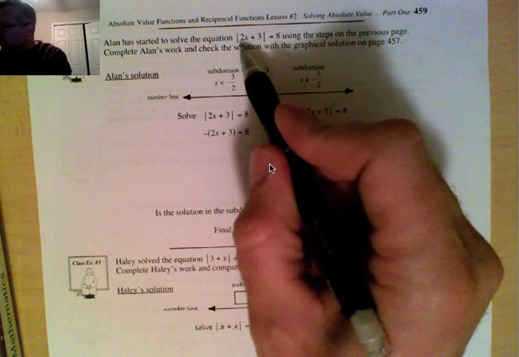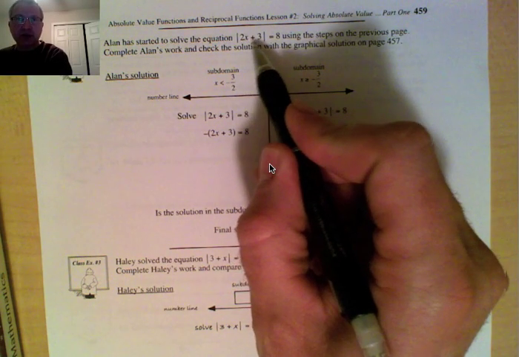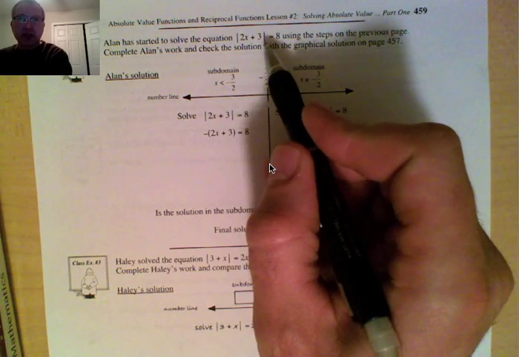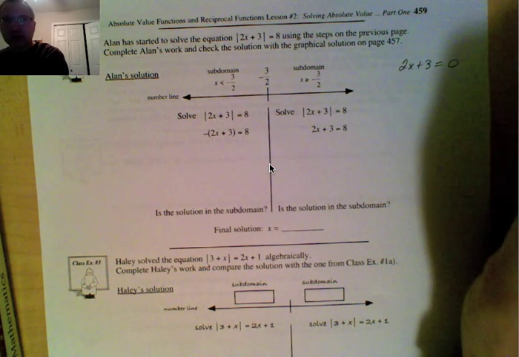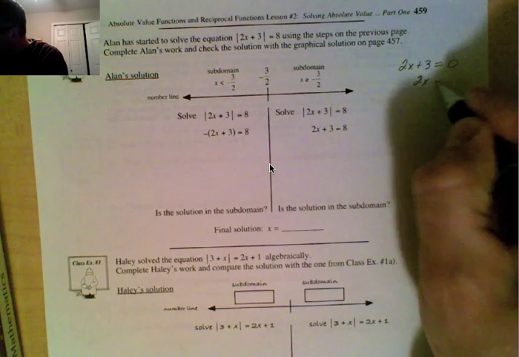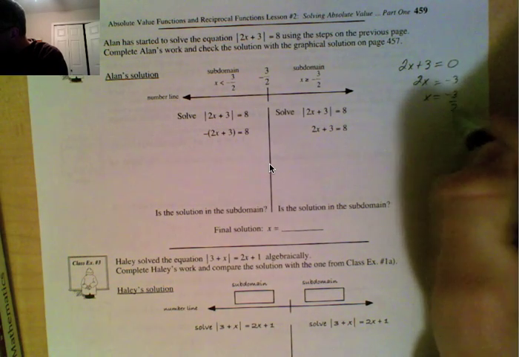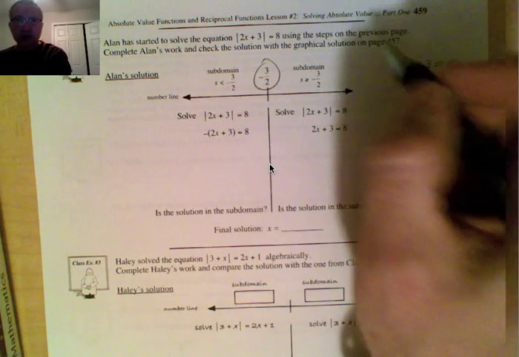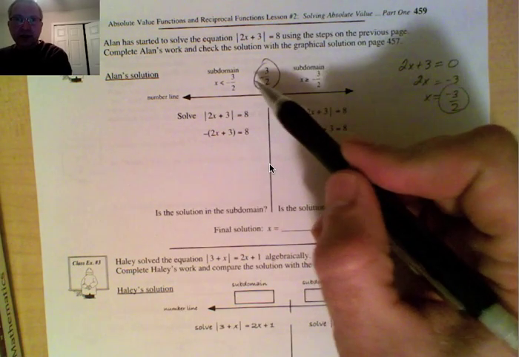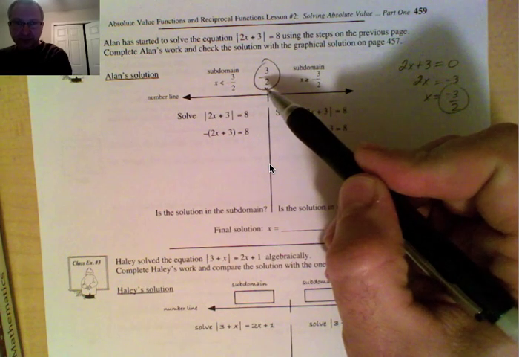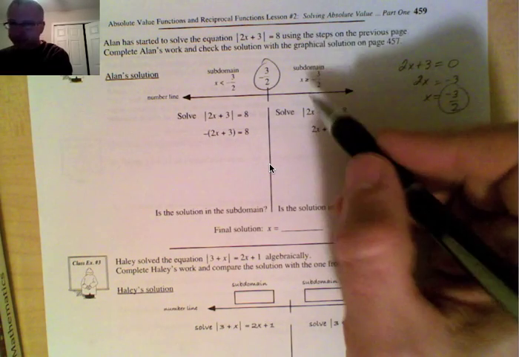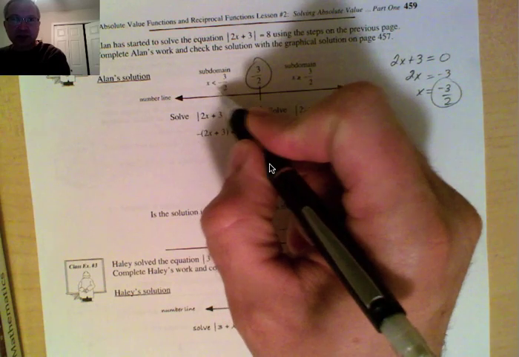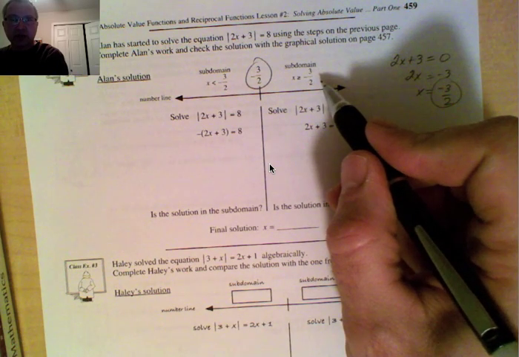So if we look at this first equation here, absolute value of 2x plus 3 equals 8. The first thing we have to do is take that 2x plus 3 that's inside the absolute value bars, and we need to make it equal to 0, and we need to solve it for x. And we get x to be negative 3 halves. So what we do is we draw a number line, and we put negative 3 halves on the number line. And we have two possible solutions for this situation. We have a situation where x can be less than negative 3 halves, and we have a situation where x can be greater than or equal to negative 3 halves.